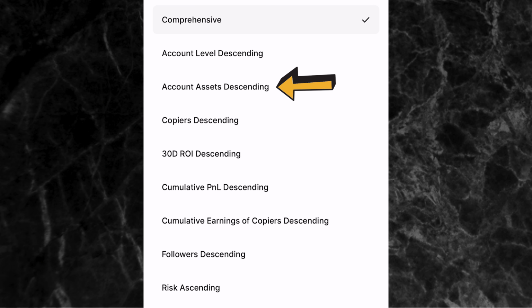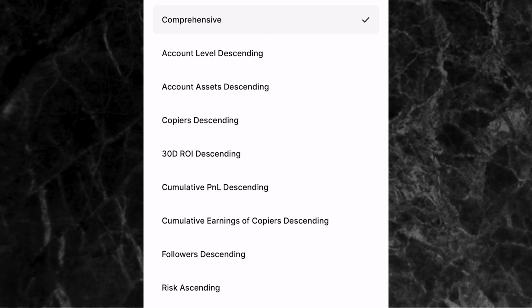I hope you understand. Now, the next category will be copiers descending. Now, this will show you traders according to the number of copiers they have. That is according to the number of people that are copying them. So if I pick this category, from the top, it will show me the trader that has the highest number of followers or the highest number of copiers. That is the person that has the highest number of people copying his or her trades. Then I'll see other traders down to the trader with the lowest copiers.